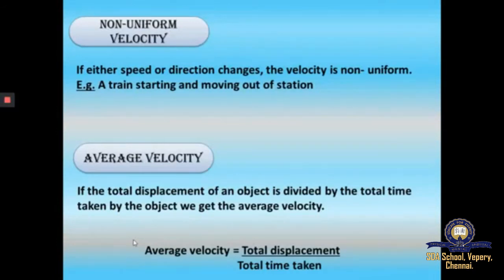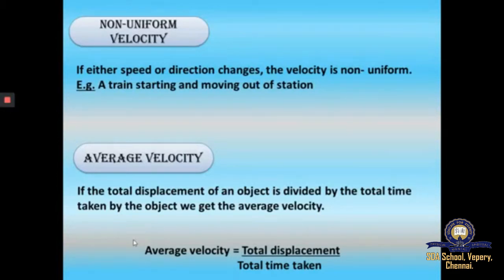Non-uniform velocity. It is just opposite to uniform velocity. If either speed or direction changes, the velocity is non-uniform. Example, a train starting and moving out of station.